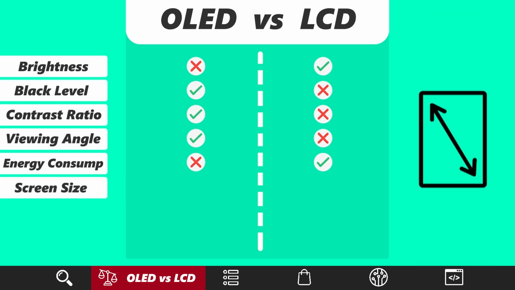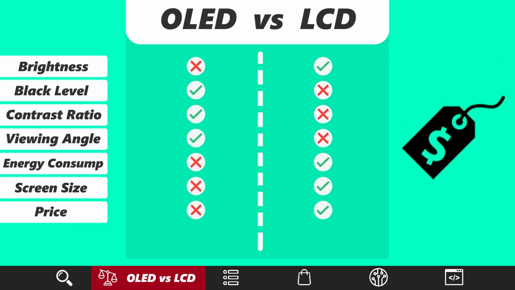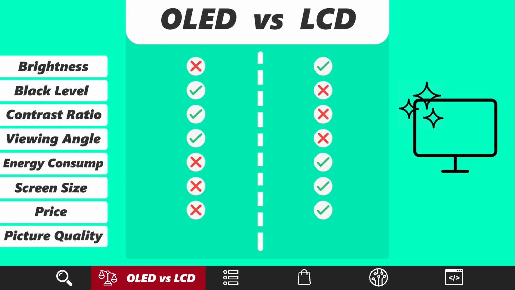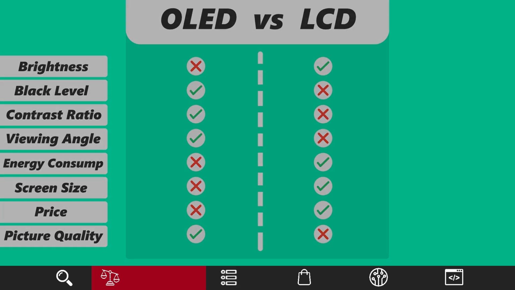Screen size. If you want to have a large variety of screen sizes to choose from, LCD is your only option. Price. LCDs are cheaper, but OLED will get cheaper. LG has already dropped the price of OLED sharply several times. And the picture quality. OLED wins for overall picture quality due to its incredible contrast ratio. You can choose a suitable display by checking the parameters above.